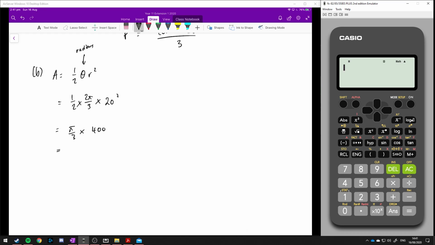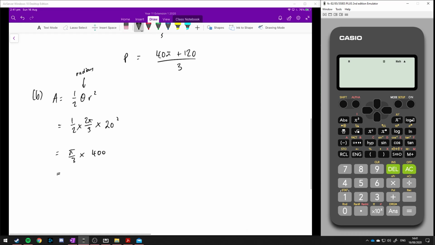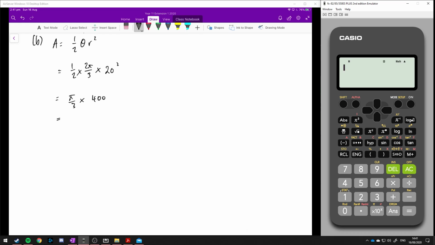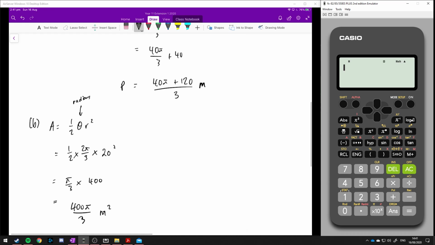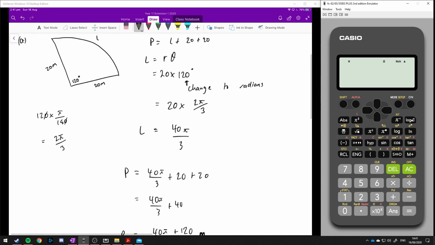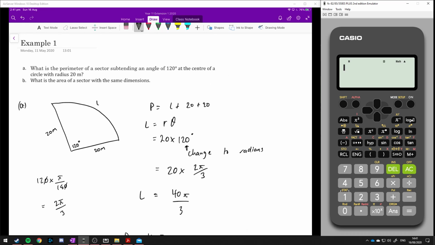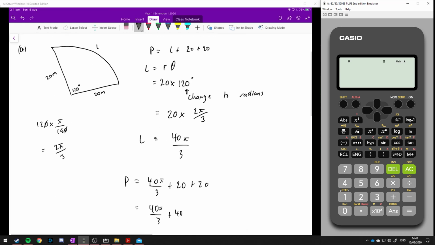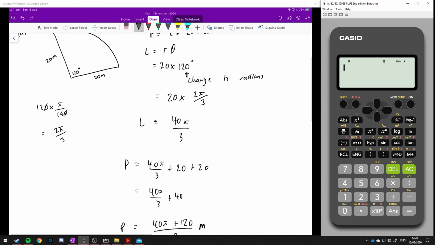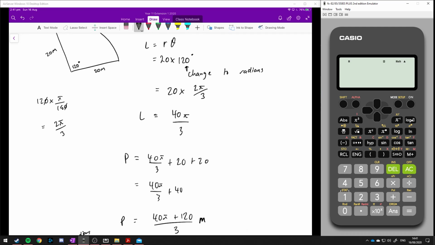20 squared is 400. So it's 400 pi on 3, and that's in meters squared. And the arc length is in meters. So there is our arc length and there is our area. We remember keeping them in exact form because it's just much easier to deal with if we need it later on. Nothing different about that. For the arc length, just make sure we change our conversions to radians. So I'll see you guys in the next one when we're going to talk about the extra stuff that we need to do for this bit.